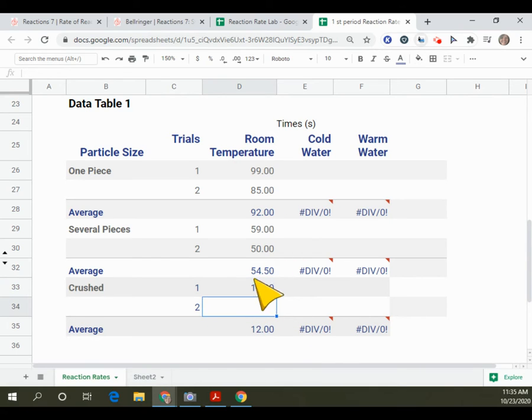Wow, 12 seconds is a lot less than the several pieces. So when we increase that surface area, it looks like the time's going down. Let's try it again just for clarity. Okay. And we've got our 15 milliliters of water. We're going to crush our quarter piece of Alka-Seltzer. And make sure it's not pressed too hard into our little bowl. And that back. Reset our stopwatch. And ready, set, go.